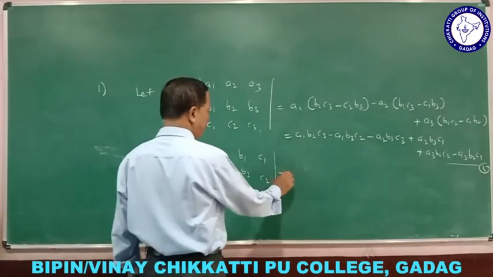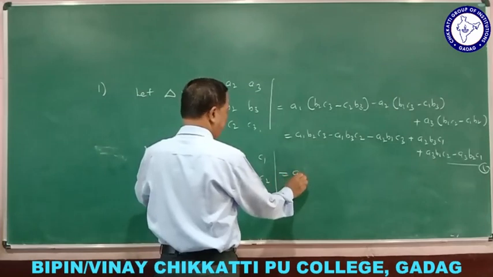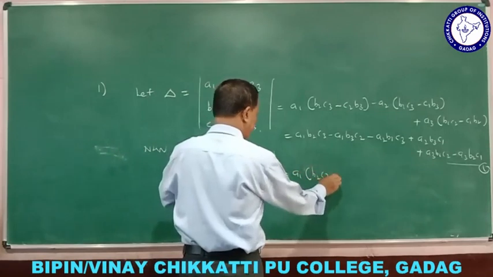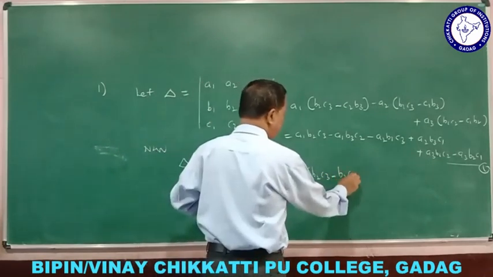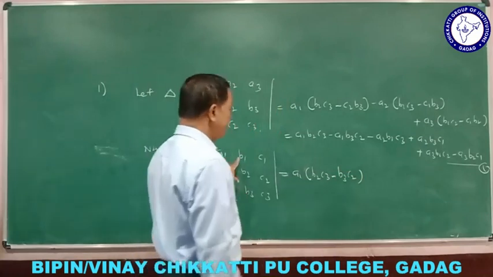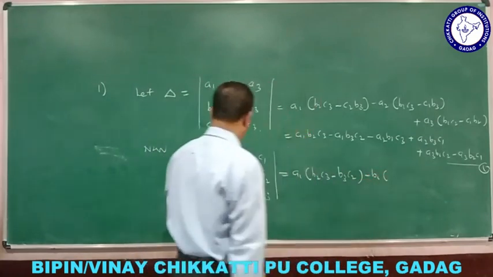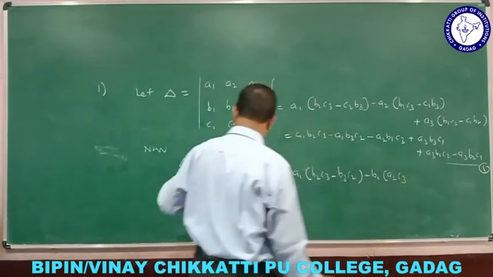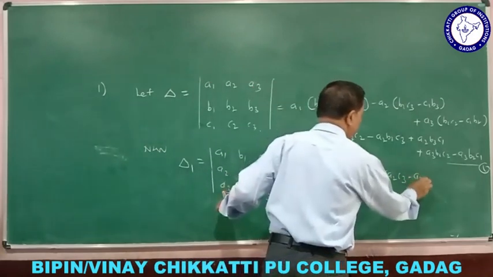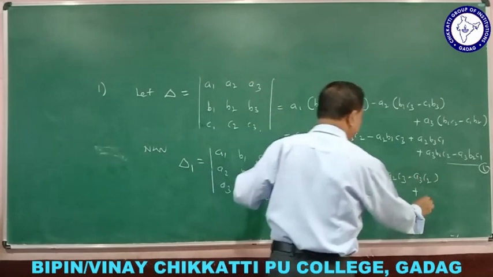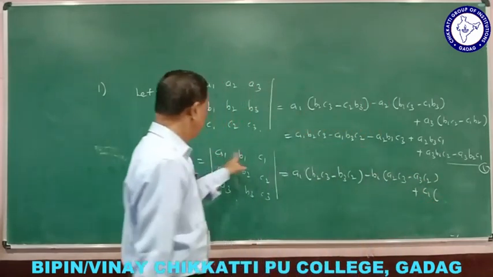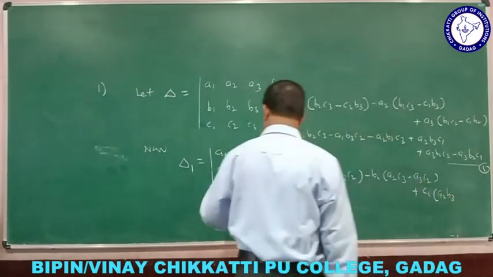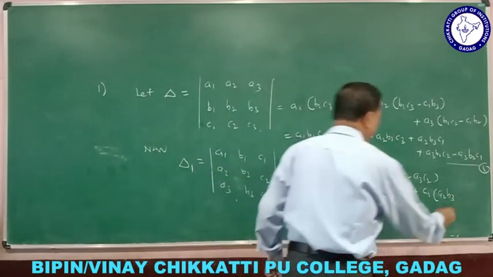See this, what happens? A1 into bracket B2 C3 minus B3 C2. Next, minus B1 into bracket A2 C3 minus A3 C2, plus C1 into bracket A2 B3 minus A3 B2.